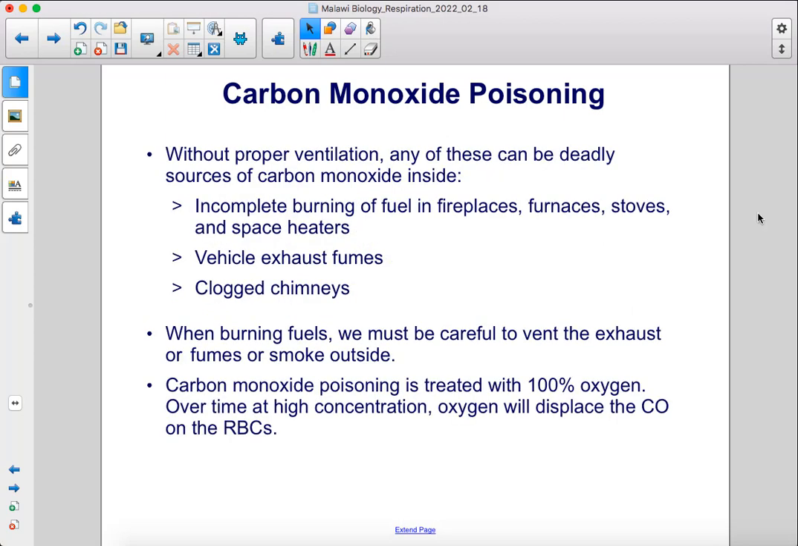Without proper ventilation, any of these can be deadly sources of carbon monoxide inside: incomplete burning of fuel in fireplaces, furnaces, stoves, and space heaters, vehicle exhaust fumes, and clogged chimneys. When burning fuels, we must be careful to vent the exhaust or fumes or smoke outside. Carbon monoxide poisoning is treated with 100% oxygen. Over time, at high concentration, oxygen will displace the carbon monoxide on the red blood cells.